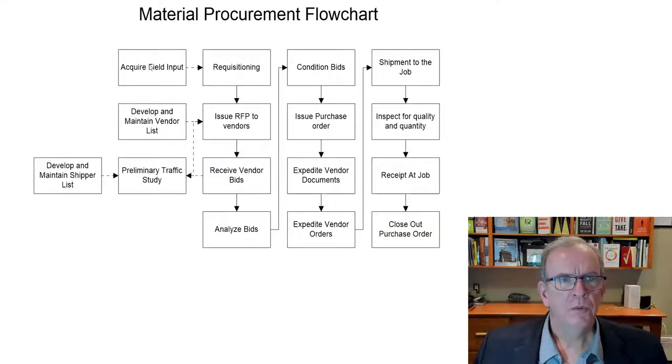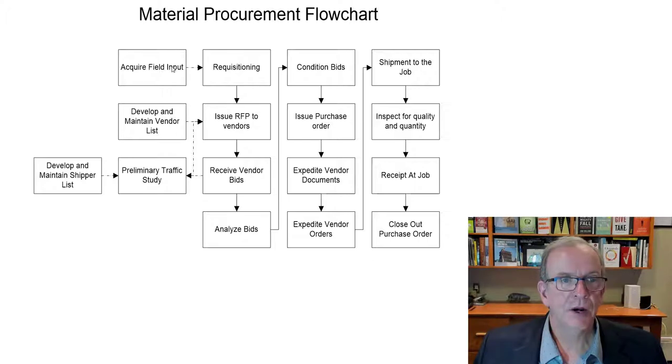So when we talk about the material procurement flow, how that works, you get an idea of the flow chart of things that go on. This would be for larger projects, of course. I'm not talking about simple stuff, right? So you have your maintain shipper list, preliminary traffic study, acquire field input.